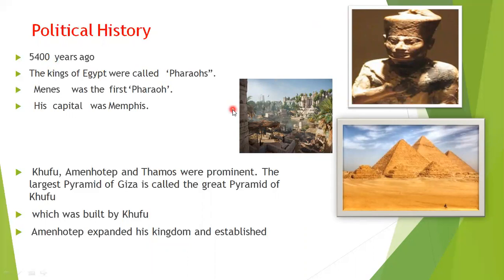Menes was the first pharaoh in Egypt. Who was the first pharaoh in Egypt? That is Menes. And what is his capital? It is Memphis. Memphis is the capital of Menes.